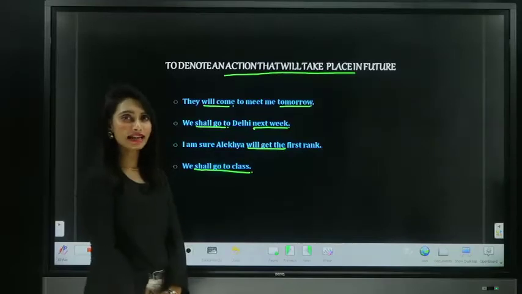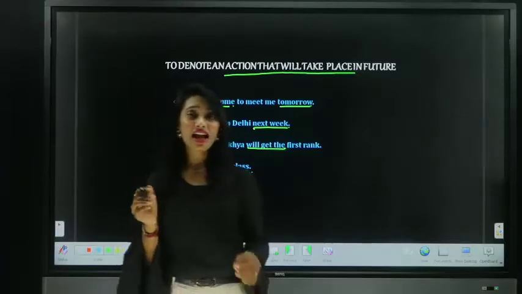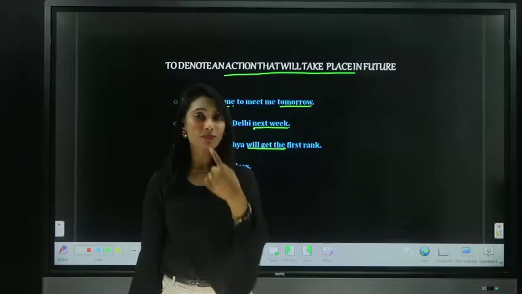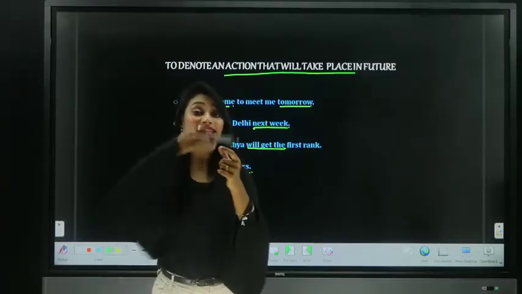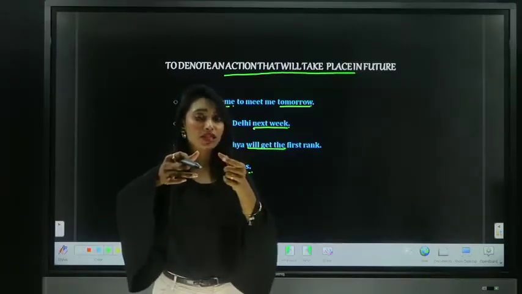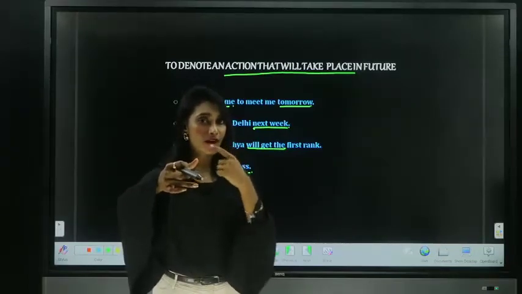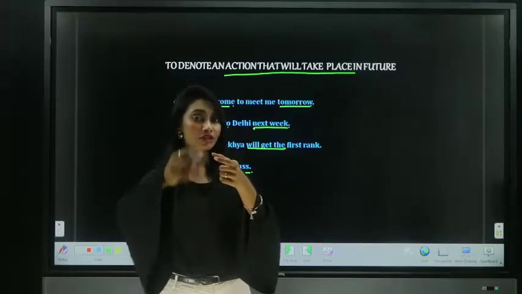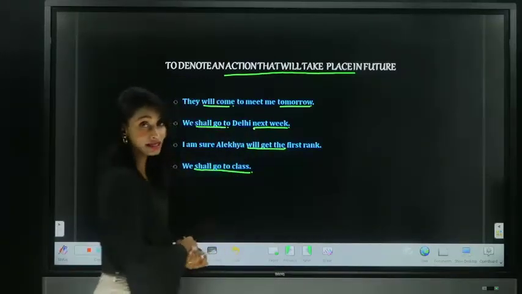Now let's see the third usage. The third usage is all about the actions and the decisions. See, the decision which is taken at the time of speaking. If a decision is taken at the time of speaking, that decision must be represented in simple future, and this time of speaking, that means which tense it is? Action going on at the time of speaking. That means present continuous. So at the time of speaking will be in present continuous, but the decision which is taken at the time of speaking must be in simple future.